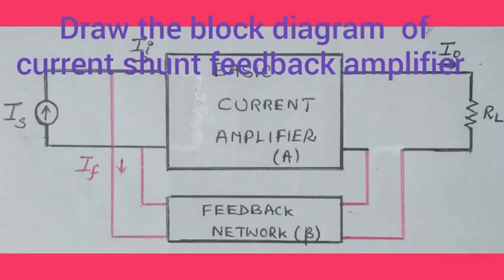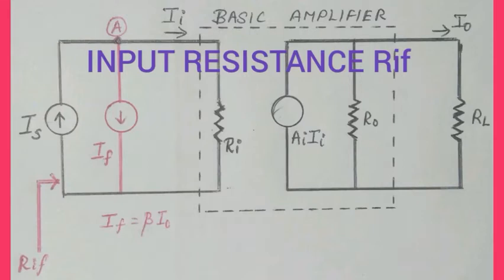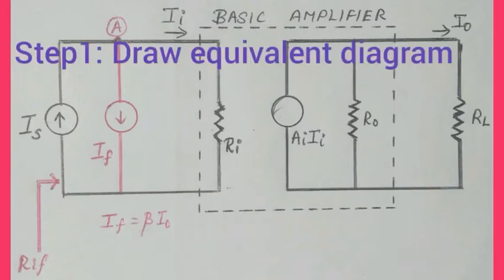The first step you have to perform is drawing the block diagram of the current shunt feedback amplifier. Then calculate the input resistance. Five steps are required for calculating the input resistance. The first step is drawing the equivalent circuit diagram.